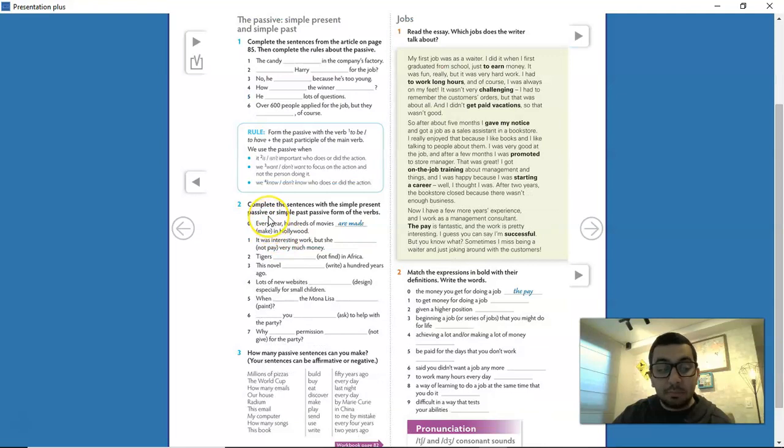Now, still on page 86, I want you to pause your video again in order for you to do activity 2. So we're going to complete these sentences with the simple present in the passive voice, or in the simple past in the passive form, okay? Take a look at example 0. Every year, hundreds of movies are made in Hollywood. Every year, so it's a sentence in the simple present, okay? So verb to be in the present. Pause the video, do items from 1 to 7, and come back for the answers.